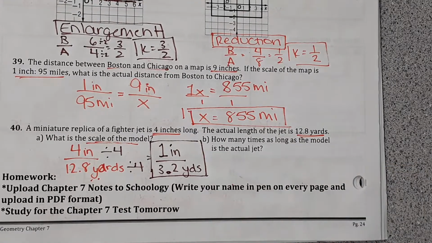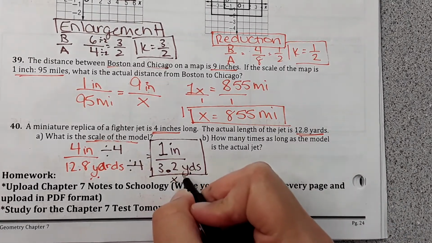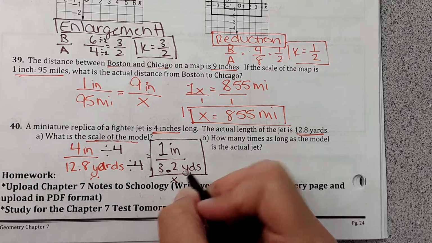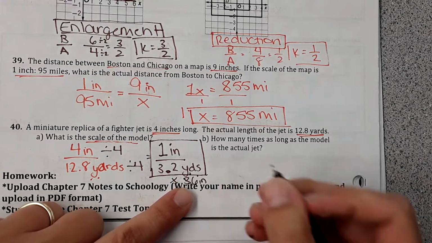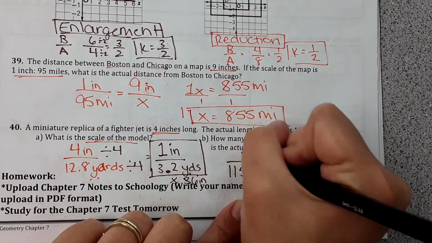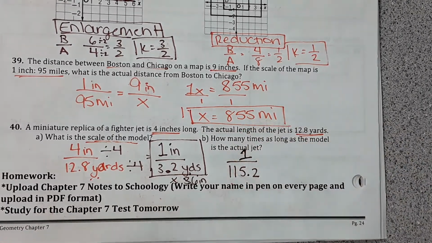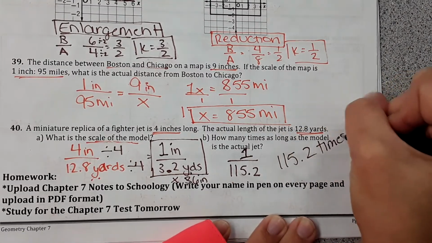Then it says how many times as long as the model is the actual jet. To get this, you need to put it in the same unit. So I'm going to change this into inches by multiplying. So in a yard, there's 3 feet, 36 inches. So I'm going to multiply this by 36 inches. 3.2 times 36 is 115.2. So we get 1 over 115.2. So for every 1 inch of the model, there's 115.2 inches of the jet. So that means that the jet is 115.2 times bigger than the model.